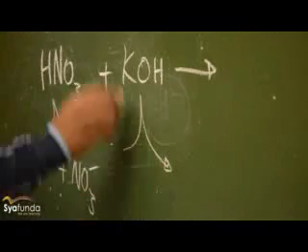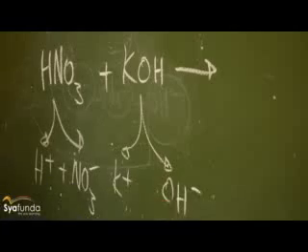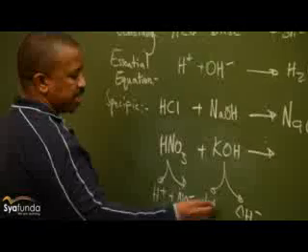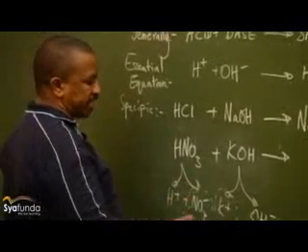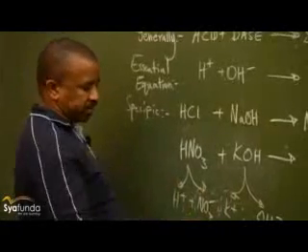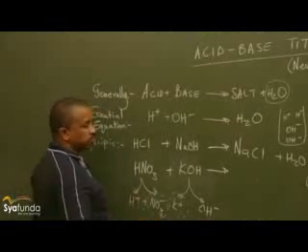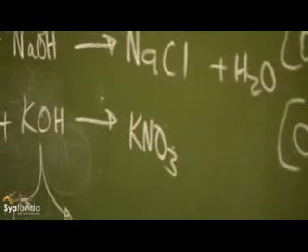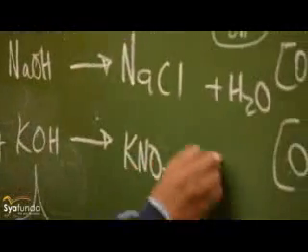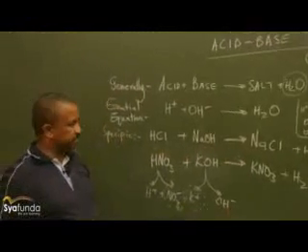From a base, what do we know? It's K plus and OH minus. So from a base, the positive ion takes the negative ion from an acid to form a salt. Then what do you form? KNO3. This is the type of salt that it forms, potassium nitrate. Then H plus and OH minus are equal in amount. So we have this type of neutralization.